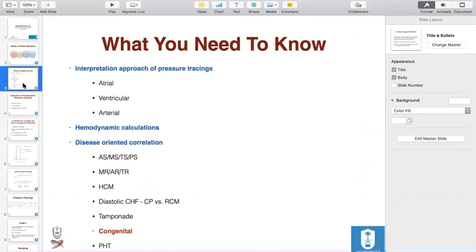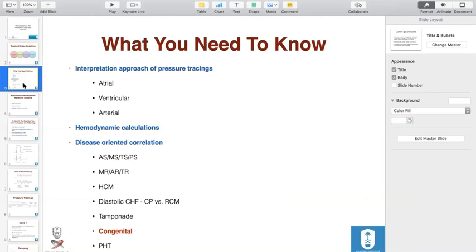So what do you need to know for hemodynamic tracings? You need to develop an approach to interpretation of pressure tracings. You want to identify what type of chamber that is, atrial, ventricular versus arterial. Even though you know where your catheter is, it is very crucial in congenital heart disease, where interpreting those pressure tracings is crucial regardless of where you think your catheter is positioned within the heart. Two, you want to know your hemodynamic calculations.